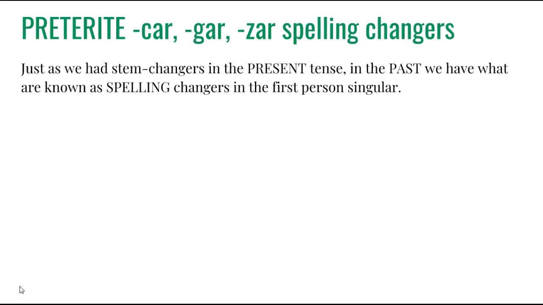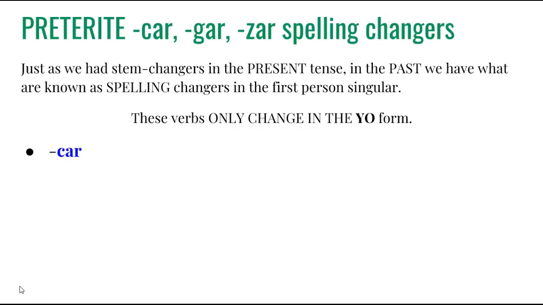So just as we had stem changers in the present tense, in the past tense we have what are known as spelling changers in the first person singular. What this means is that they are only going to change in the yo form. The rest of the conjugations are going to stay the same.